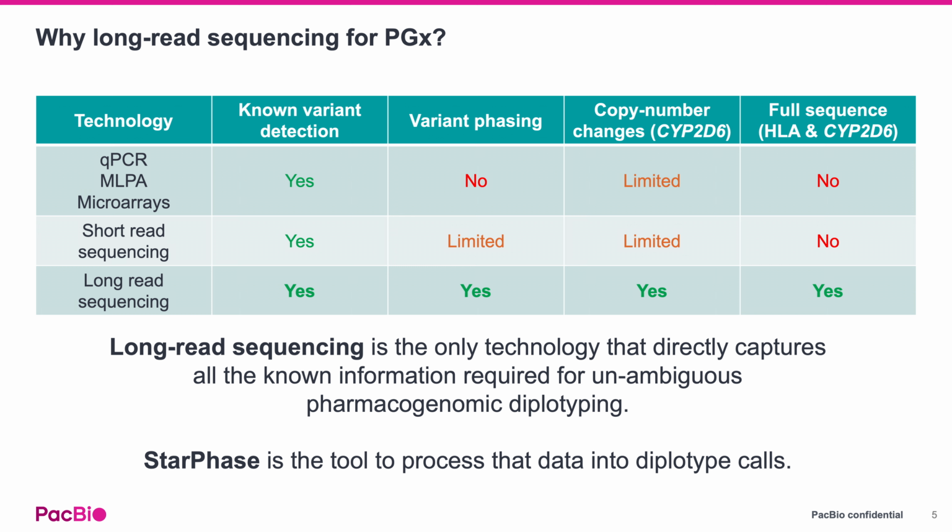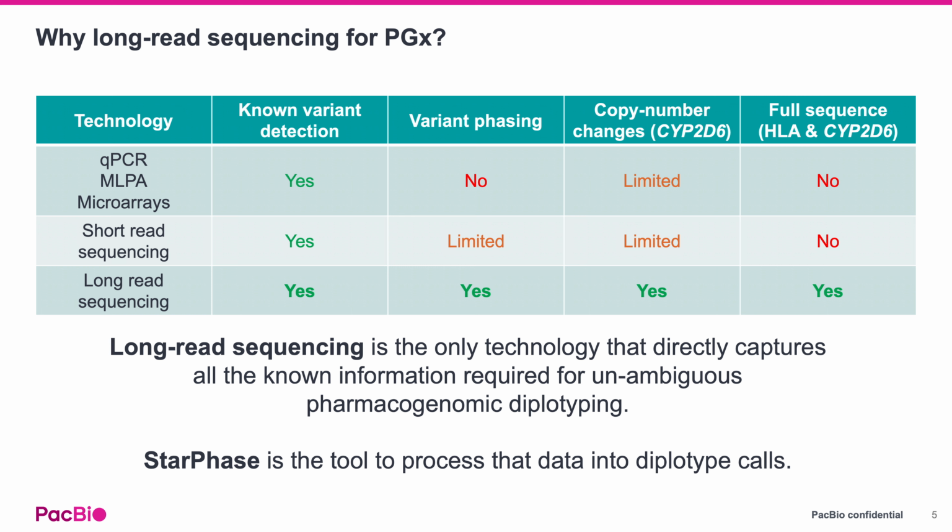You may be asking yourself, why would you want to use long-read sequencing for pharmacogenomics? If we take a look at previous technologies that are frequently used for pharmacogenomics, they each have limitations. If we take a look at MLPA, microarrays, or qPCR, each of these is pretty good at detecting known variation that we're searching for when it comes to pharmacogenomics. However, they can't put those variants onto haplotypes, allowing you to phase them into star alleles. This often means that they are inferring which star alleles are present based on the likelihood of things that have been seen in the population.